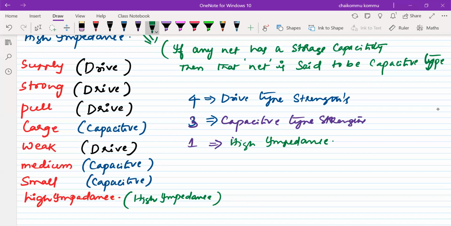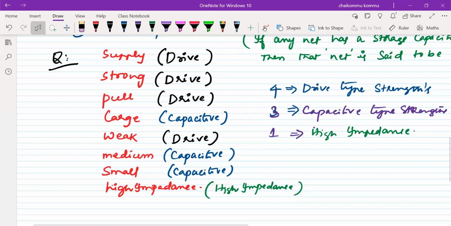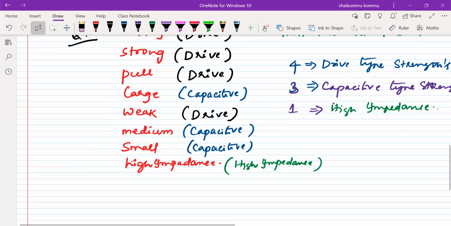So what is the strength of the high impedance? This is a resemblance of open circuited nature. So this is the theory behind this one. Let us apply this strength information on a particular logic signal so that we can understand very clearly.